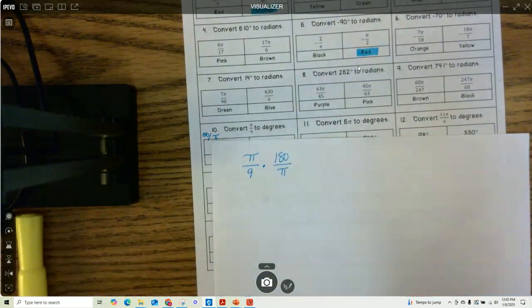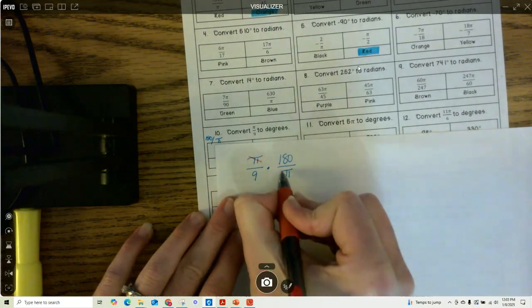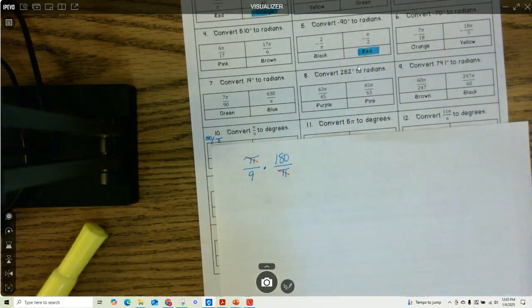And this is why I showed you what I showed you yesterday. Remember what I told you about the catty corners? If you have the same value on top and on bottom, it cancels. On these, the pi should cancel out every time. Okay?